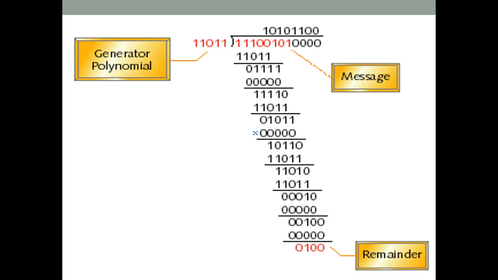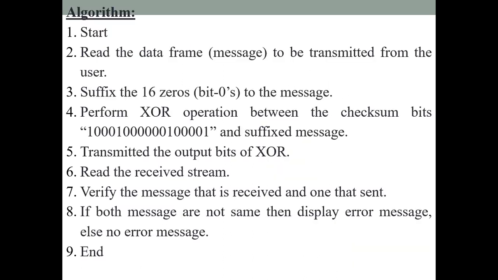Next we'll go to the algorithm of it. How does this algorithm work? First we need to read the data frame, that is the message to be transmitted, from the user. Next, suffix the 16 zeros to the message bits, and perform an XOR operation between the checksum bits and the suffixed message, and transmit the output bits of the XOR. Then read the received string and verify the message received against the message sent. If both messages are not the same, then display an error message, else no error message.